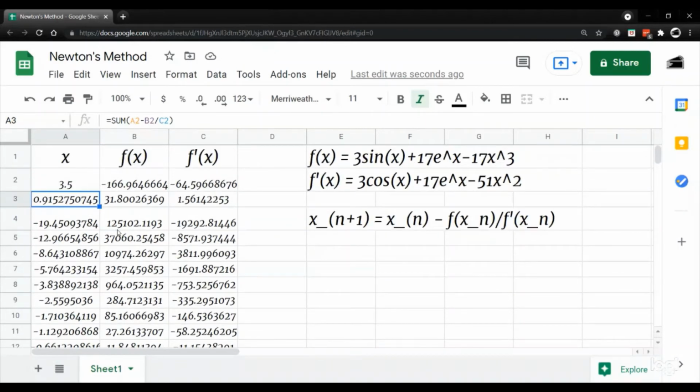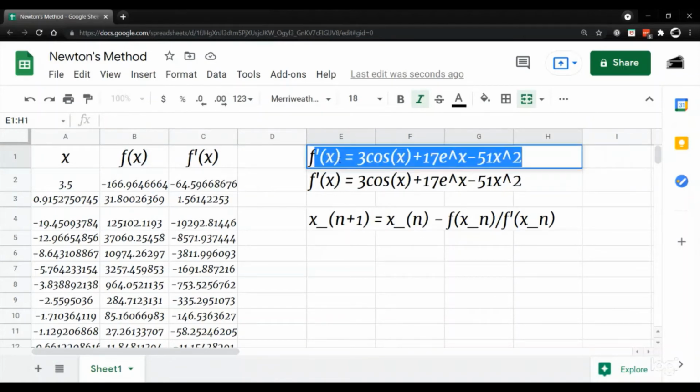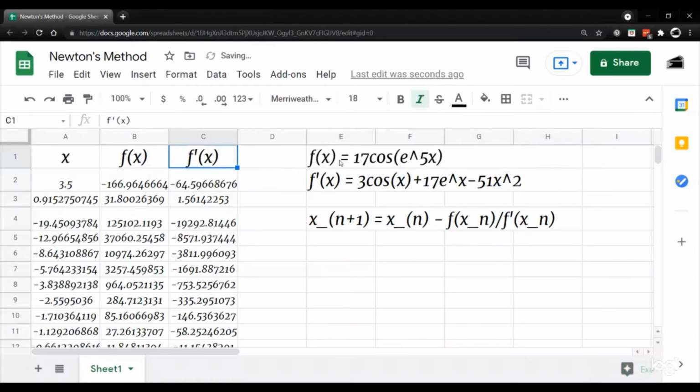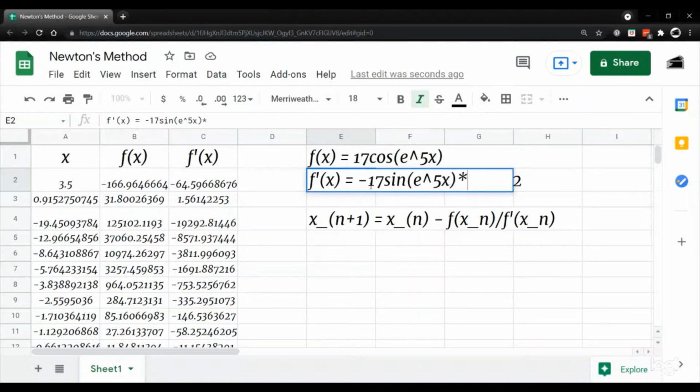And so what we can do is we can do this for other functions. So let's say that instead of this function, we were given f of x is equal to 17 cosine of e to the 5x. Let's just do that. So then the derivative of that is going to need to use the chain rule. So f prime of x is going to be equal to, derivative of cosine is negative sine, so that's a negative 17 sine of e to the 5x, but then multiply that by the derivative of the inside, which is 5e to the 5x.